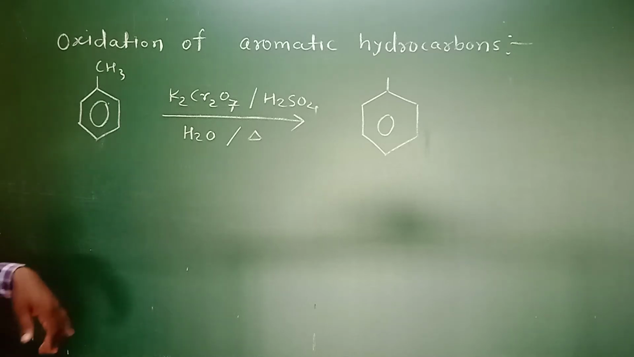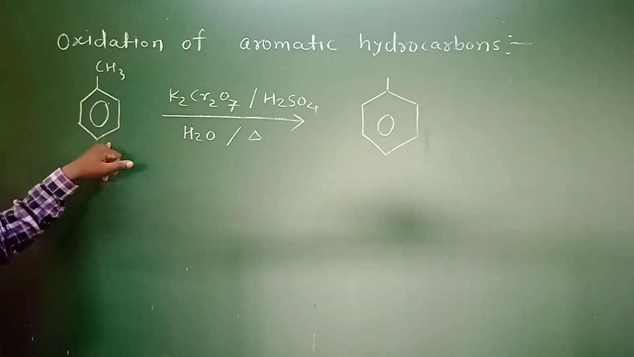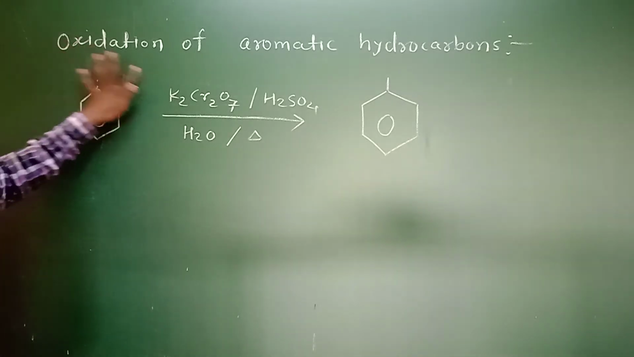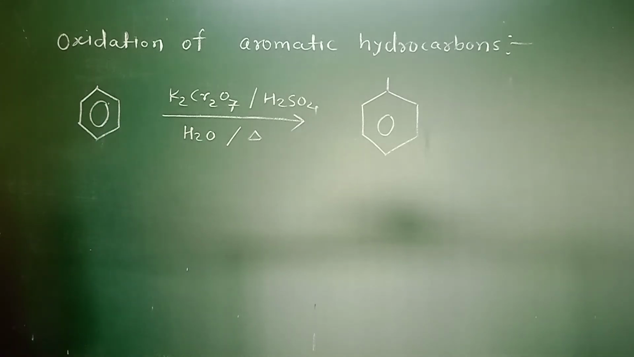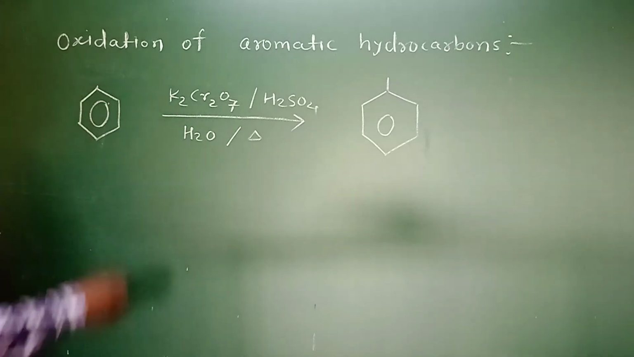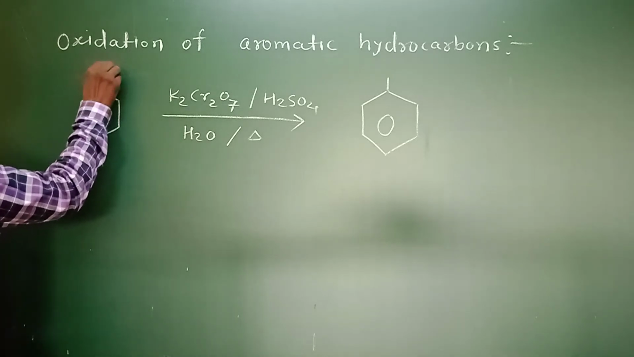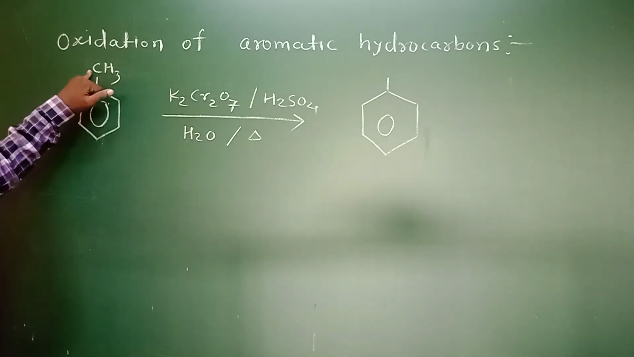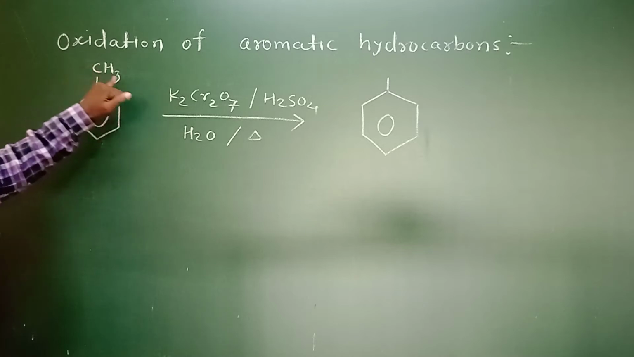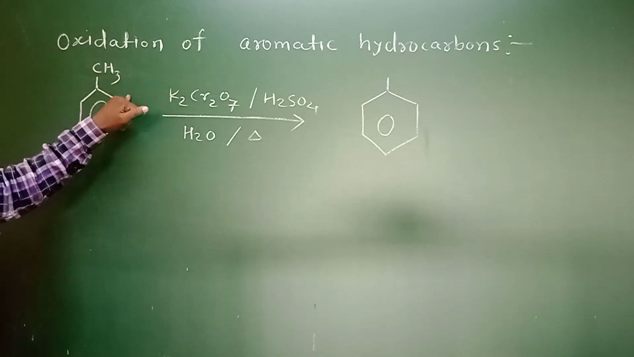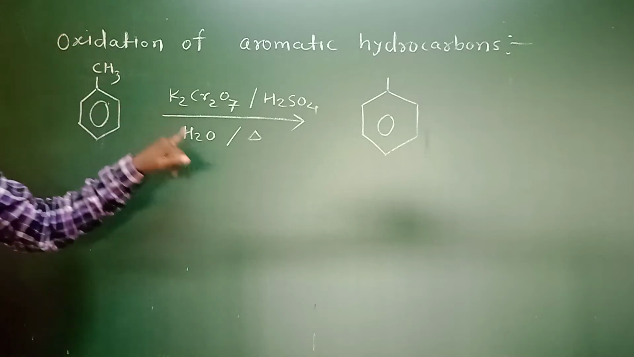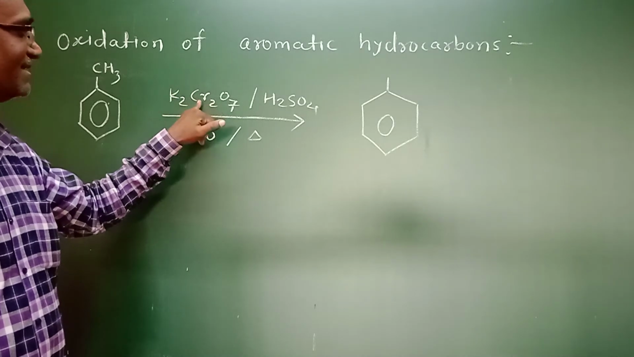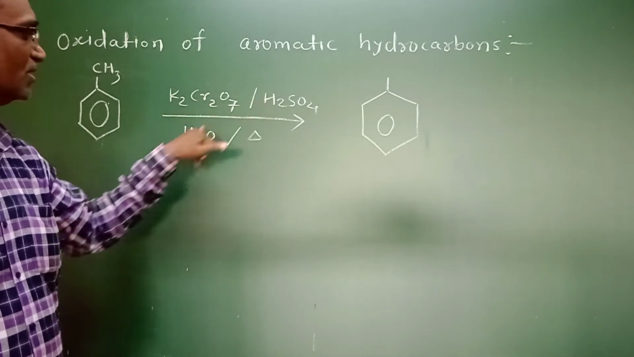But here remember always that whenever an aromatic hydrocarbon undergoes oxidation, benzene itself will not undergo the oxidation under this condition. If substituted hydrocarbons are present, substituted hydrocarbons means when the aromatic ring is bonded with at least one alkyl group, this substituted hydrocarbon will undergo oxidation by using acidified potassium dichromate. Acidified potassium dichromate means potassium dichromate mixed with dilute H2SO4.